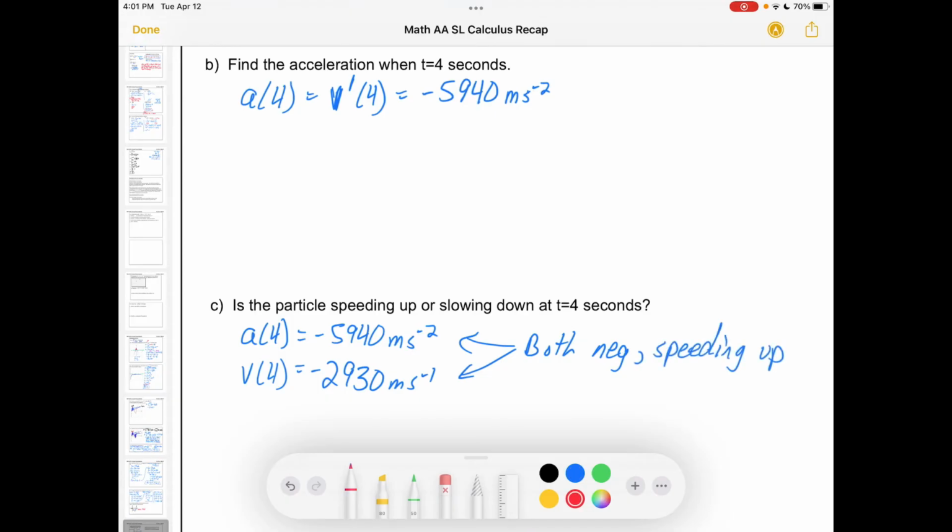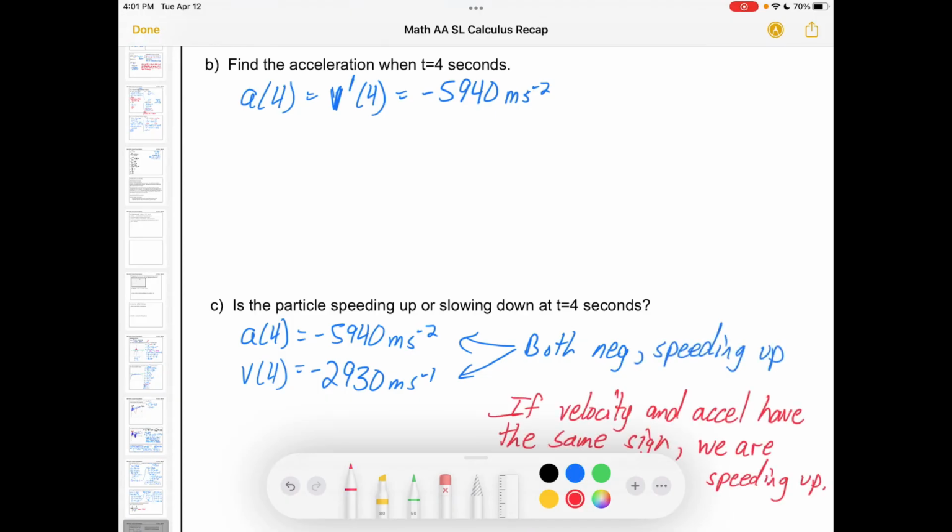As a rule, we would say if velocity and acceleration have the same sign, we're speeding up. If they have different signs, then they're kind of working against each other, and we're slowing down. There are other ways that you could do these two questions, but I think these are ways that require the least amount of extra work.